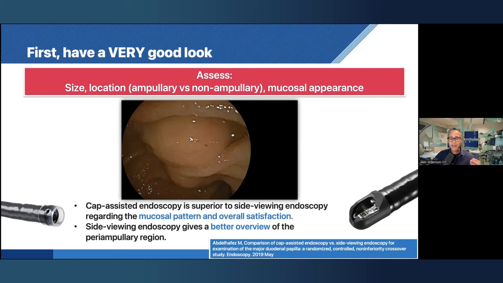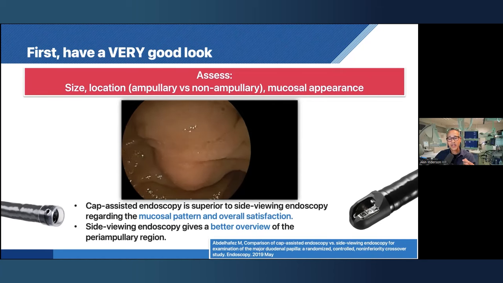With regard to cap-assisted endoscopy, it has been compared to the side viewing endoscope, and it is superior with regard to the assessment of the mucosal pattern and overall endoscopy satisfaction, because we're all endoscopists. Everyone knows how to handle a gastroscope, and with a cap, it's easy to learn. But I would recommend that you also learn how to do side viewing endoscope handling in order to fully appreciate the ampullary region, and because side viewing endoscopy gives a better overview.